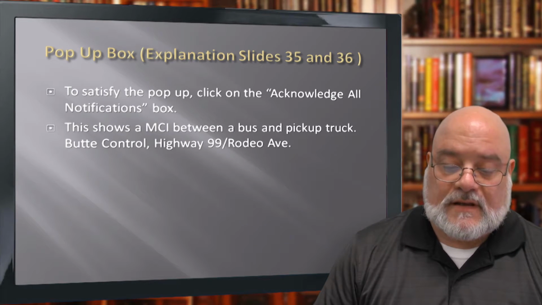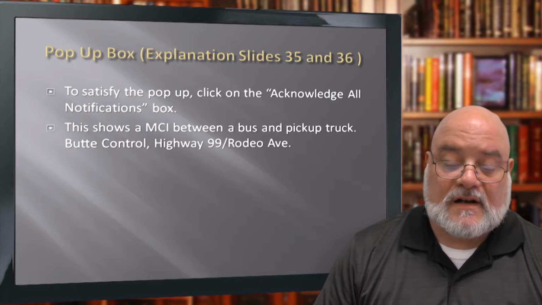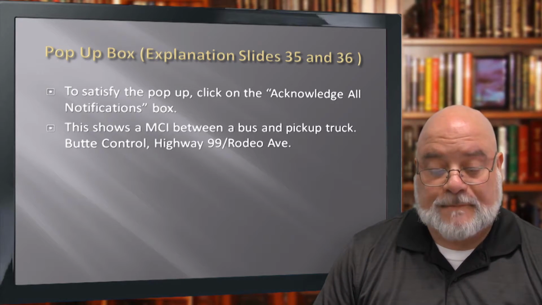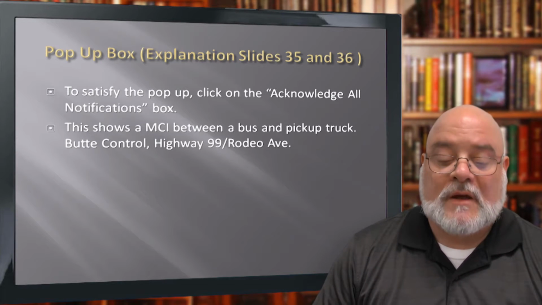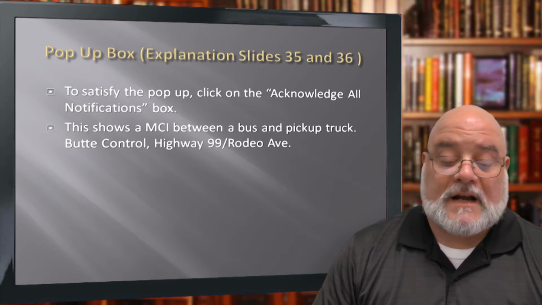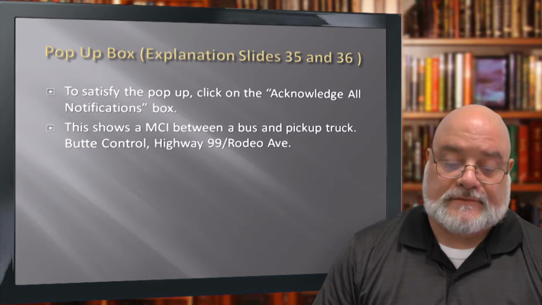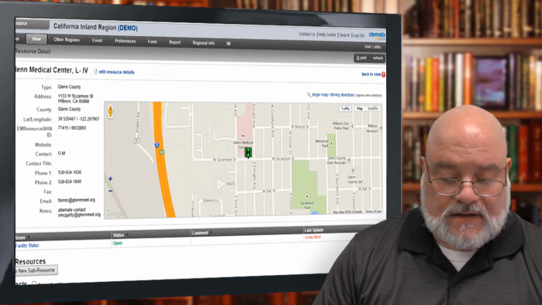We talked about the pop-up box, and this is to satisfy, click on the acknowledge all notifications, and then we showed you the drill that showed, sorry, this was not a drill, but the MCI between a bus and a pickup, view control, which is Enlow, at Highway 99 and Rodeo Avenue. So let's look at this slide here.